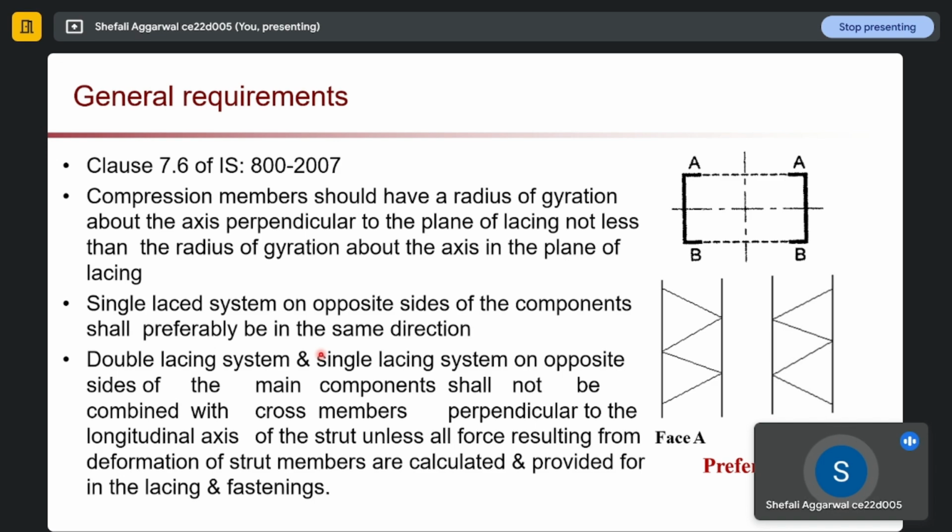When we come to the lace members, we have different requirements. If you see IS 800, clause 7.6 will give you all the general requirements and design parameters for our lacing system. The first point is that the compression member should have a radius of gyration about the axis perpendicular to the plane of lacing not less than the radius of gyration about the axis of the plane of lacing.